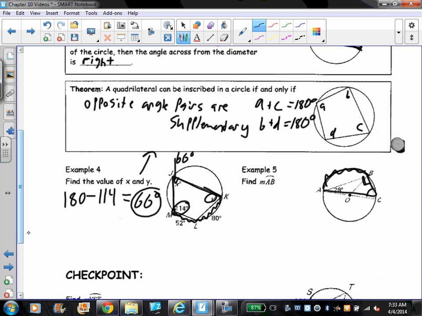So we just do 180 minus 90 minus 28, which gives us 62. To get the arc across from it, we're just going to double that size. So we get that the arc is 124 degrees.